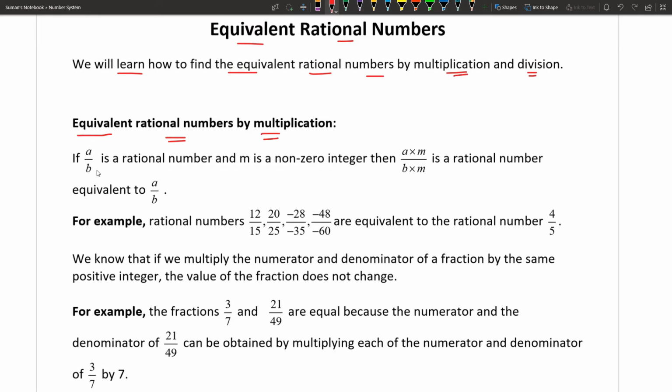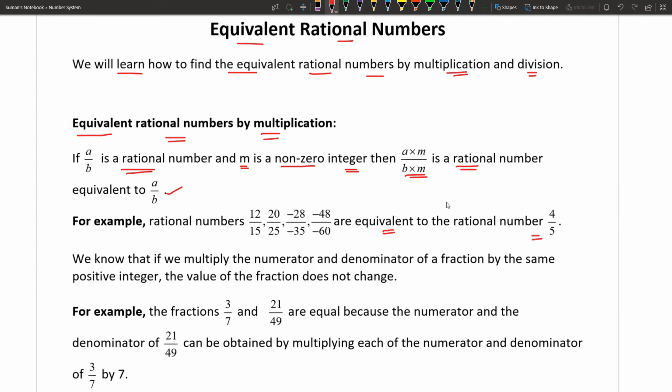Suppose a by b is a rational number and m is a non-zero integer, then a cross m upon b cross m is a rational number that is equivalent to a by b. Example: the rational numbers 12 upon 15, 20 upon 25, minus 28 upon minus 35, minus 48 upon minus 60 are equivalent to the rational number 4 by 5.